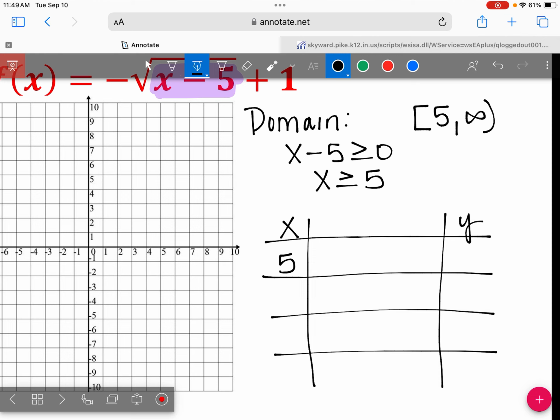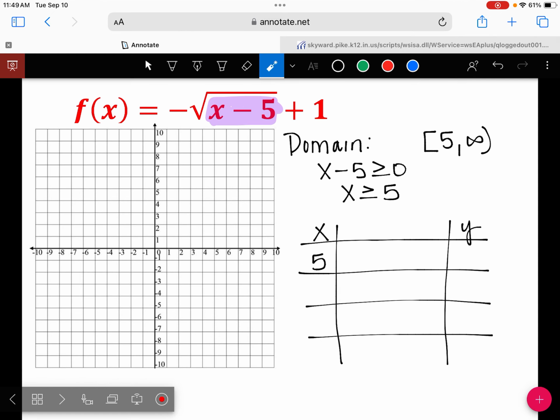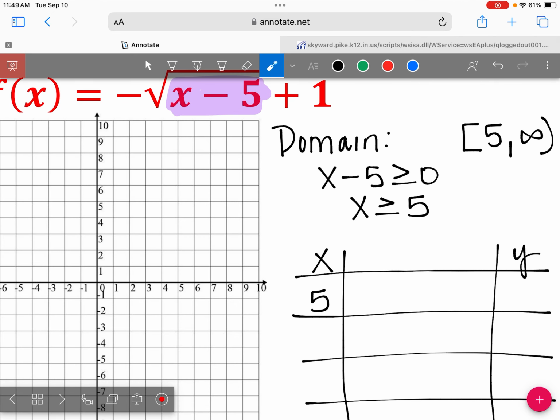Well, I can't use 4 because 4 is less than 5. So if I use a 9, yeah, because 9 minus 5 is 4, so I could use 9. I could also use 6. And then my grid is kind of small. So we'll just use those 3.